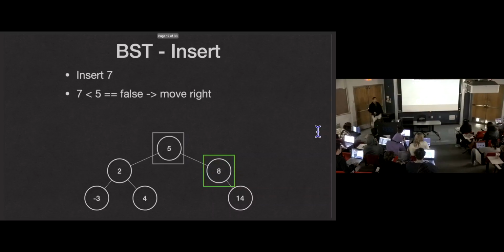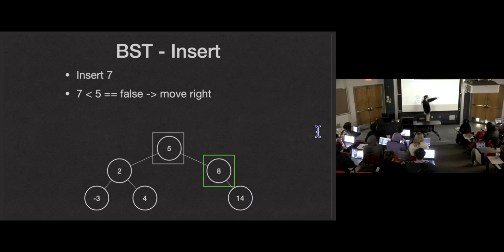Visually, it's going to look like this. Say I have this tree and I want to insert 7. I'm going to ask a series of questions. Does the value I'm going to insert come before the value at this node? For our purposes, we have the less than comparator. So is 7 less than 5? Does 7 come before 5? And the comparator is going to say false, so I'm going to move on to the right.